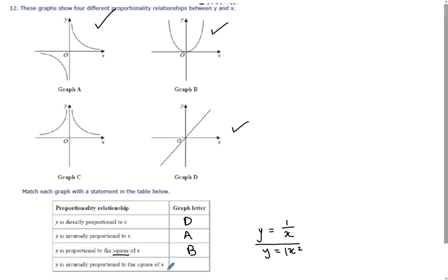And y is inversely proportional to the square of x. So you can tell it'll be y equals 1 over x squared. I'm just making the constant 1. And you can tell that'll be the same as that, so it's inversely proportional. But because it's x squared, when you get to negative values and you square them, you still get positive values. So instead of it going there, it'll go there. So that's graph C. Just learn them off by heart.